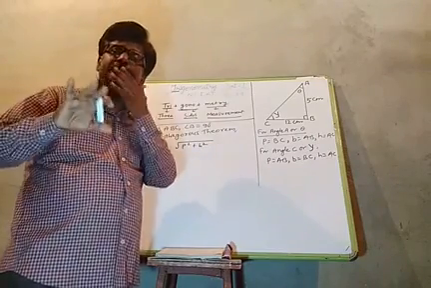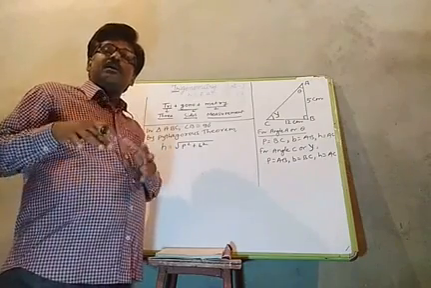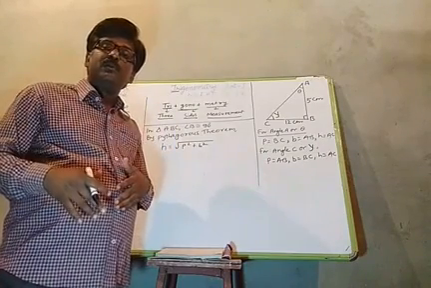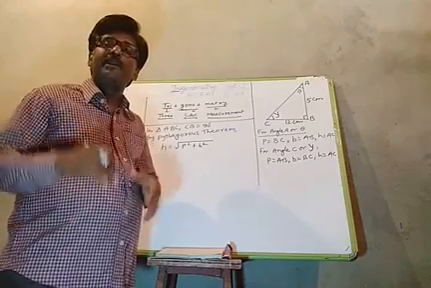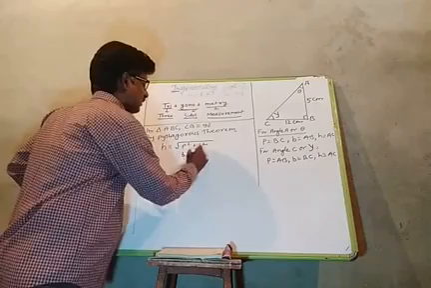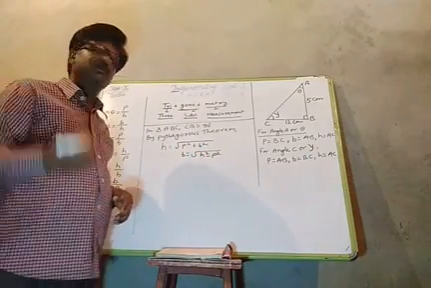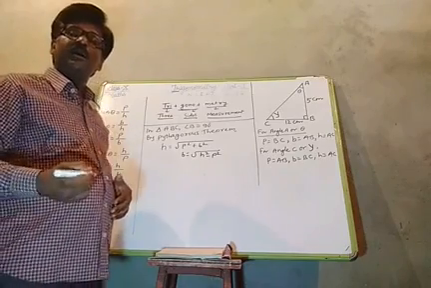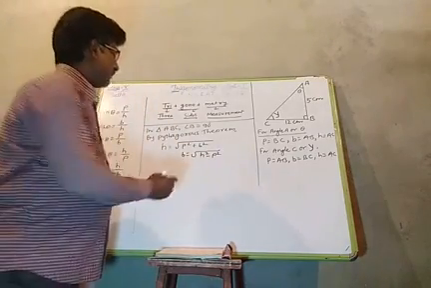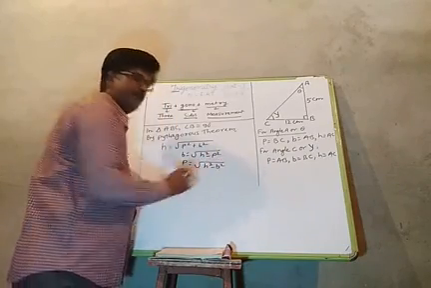But there is one main thing. Suppose hypotenuse is given and out of perpendicular and base, one is given. Suppose perpendicular is given and we have to find the base. Then base will be under root H square minus P square. Similarly, hypotenuse is given and base is given, and suppose we have to find the perpendicular, then perpendicular is equal to under root H square minus B square. Okay.